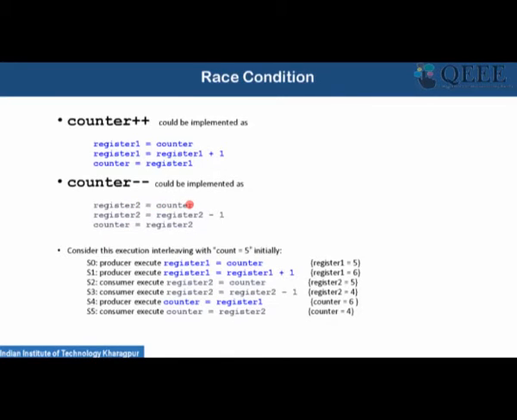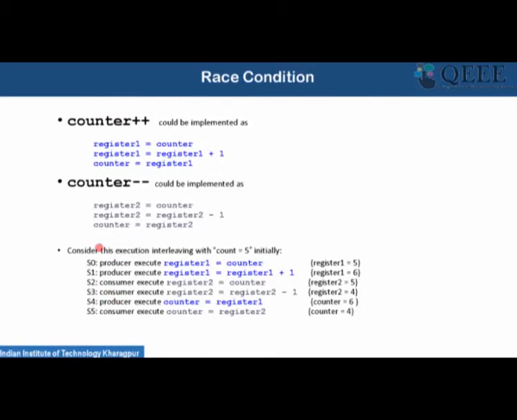Again the counter value is read from the memory and put in a register. Then the register value is decremented, and the updated register value is stored inside the counter variable in the memory. Now if these two get overlapped, that means the producer process and the consumer process are executing these two things simultaneously.